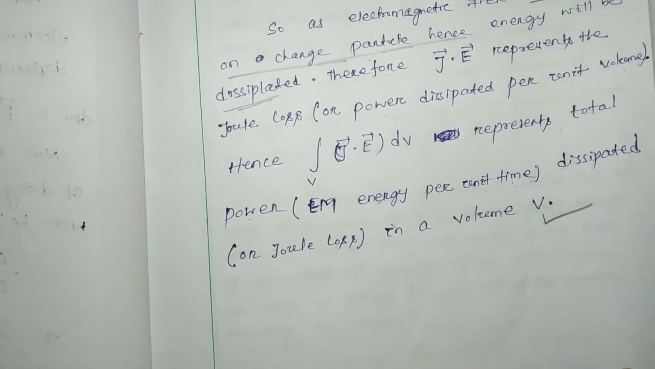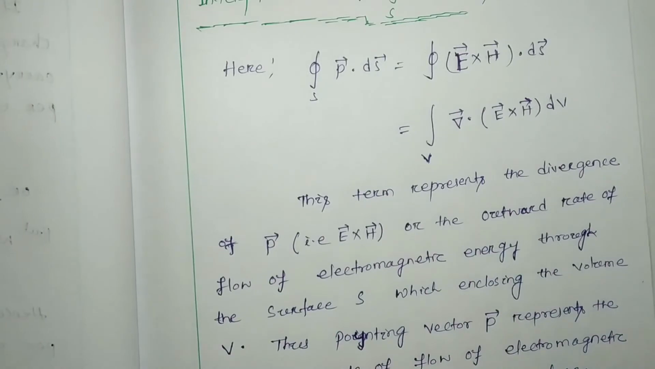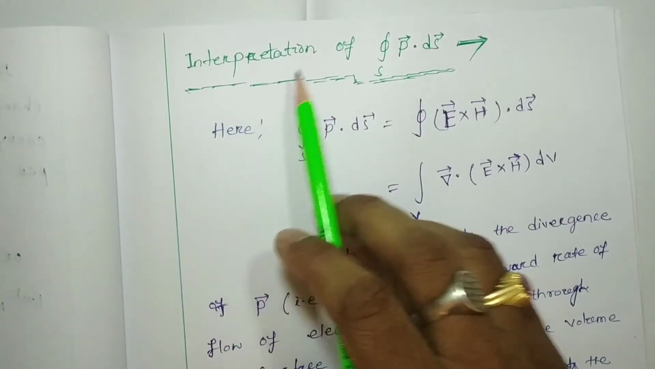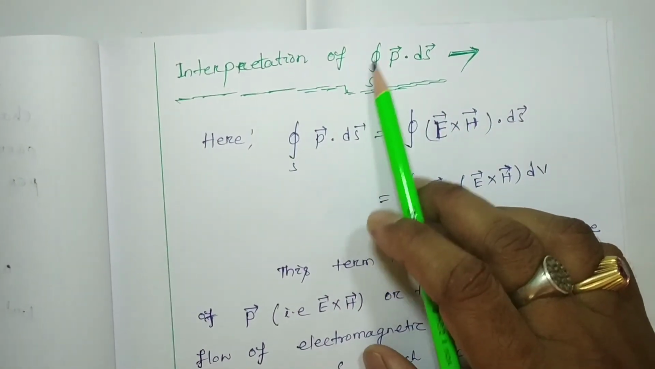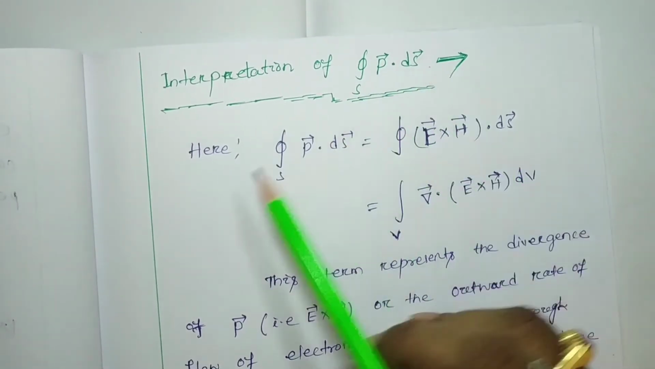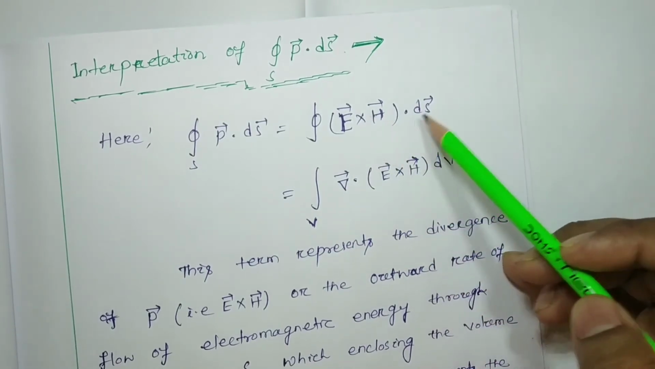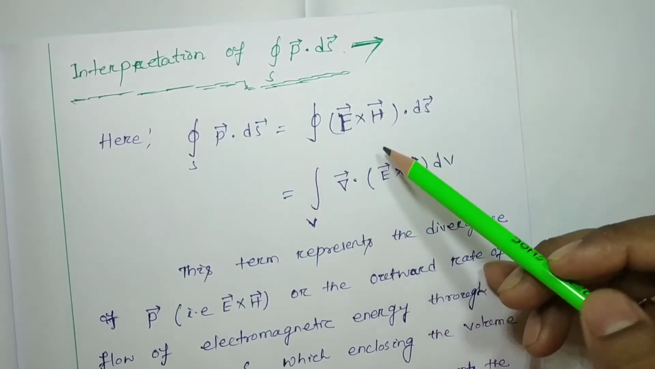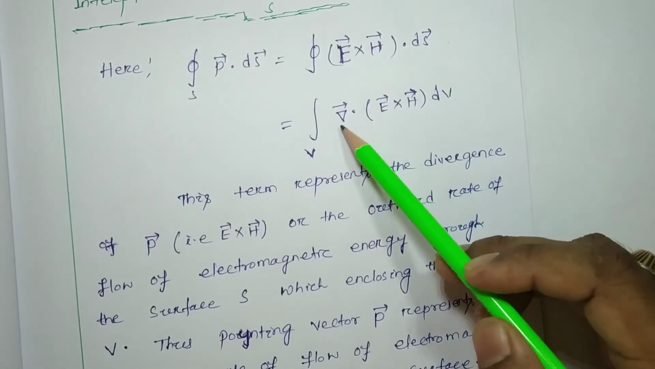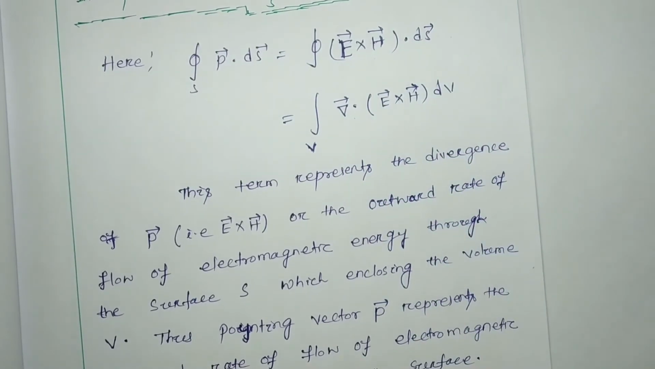Now we have to consider the last term, that is, the interpretation of the surface integration of P dot ds. Here P dot ds is nothing but E cross H dot ds, or by the Gauss divergence theorem it can be written as del dot E cross H into dV, whatever we found initially.